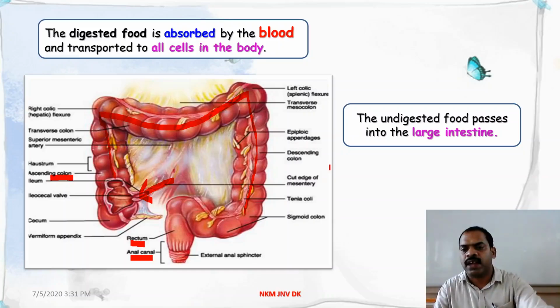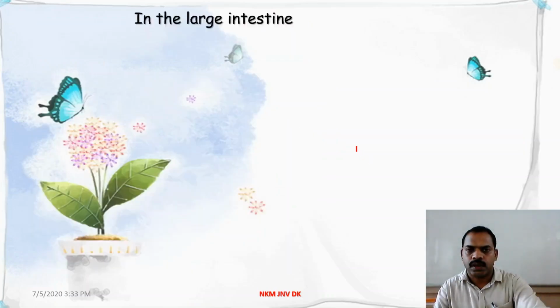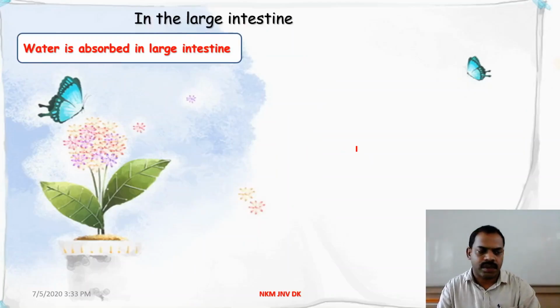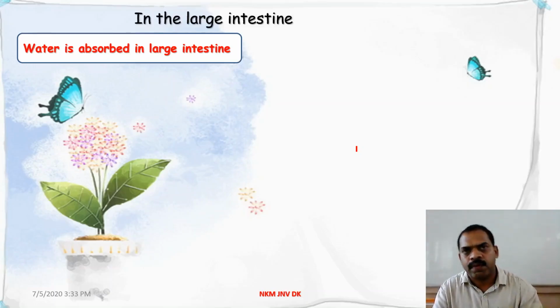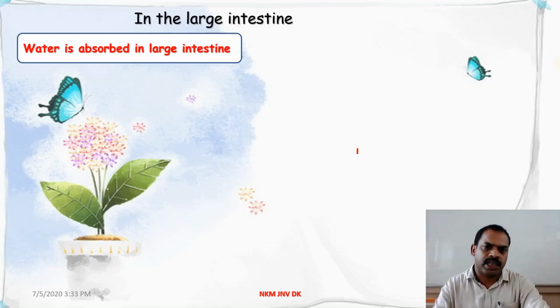So what does this large intestine do with the food? Let us see. In the large intestine, the basic thing is absorption of water. The main work the large intestine does is absorption of water. When all the nutrients are absorbed from the small intestine, and water is absorbed from the large intestine, then what is remaining? The undigested food, which cannot be digested, the waste material.